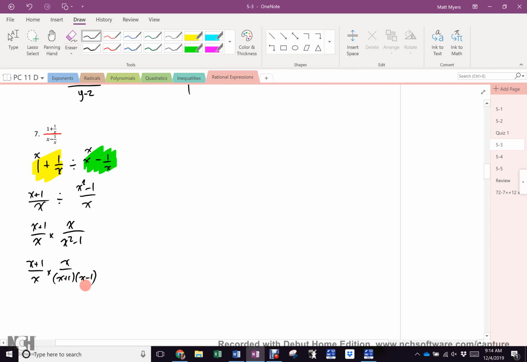Now what? Cancel, cancel. Where else? Oh, I like to cancel in red. Cancel, cancel. Where else? X plus 1, x plus 1. What's left? 1 over x minus 1. It looks gross, but was it really? I mean, this is just adding a fraction, yeah? It really was easier than the other ones, wasn't it? Thank you, Jacob. That's where I'm going, what I'm going for right there. Is everybody good?